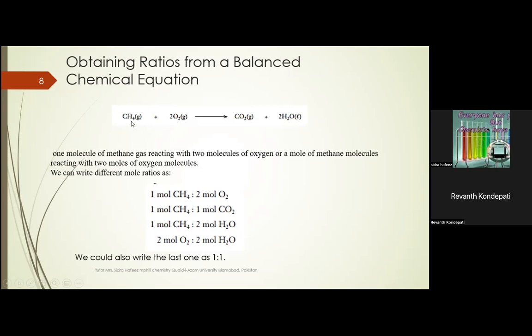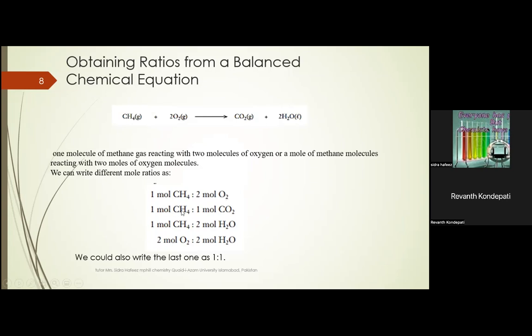You can consider it in the number of molecules, but more accurately, as we will discuss in chemistry, in the number of moles. So 1 mole of methane is reacting with 2 moles of oxygen and producing 1 mole of carbon dioxide and 2 moles of water. So we can write different mole ratios: 1 mole of methane requires 2 moles of oxygen.